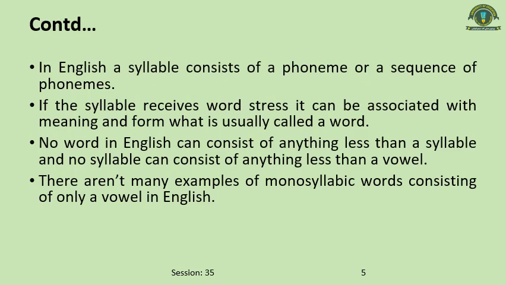All right. Now there are certain points you must remember when we talk about syllable. For example, the first point is that in English, a syllable consists of a phoneme or a sequence of phonemes. That's point number one. Point number two is, if the syllable receives word stress, it can be associated with meaning and form what is usually called a word.